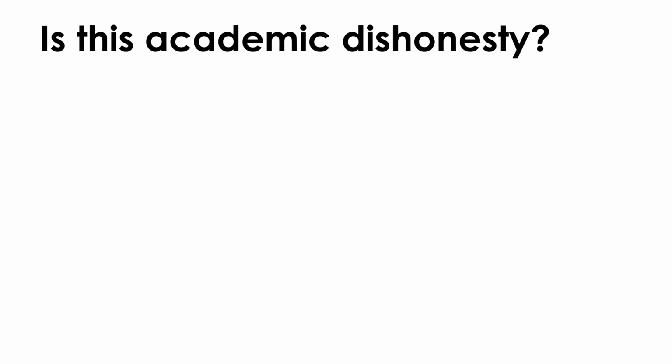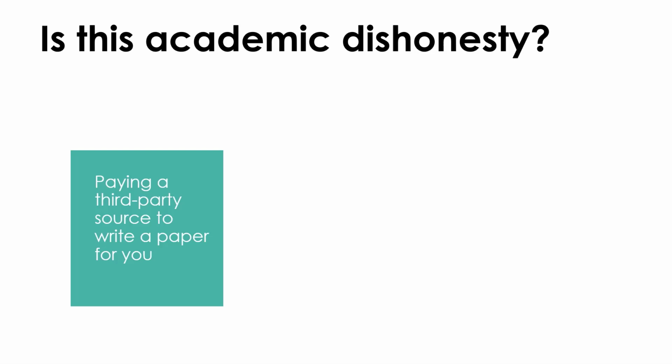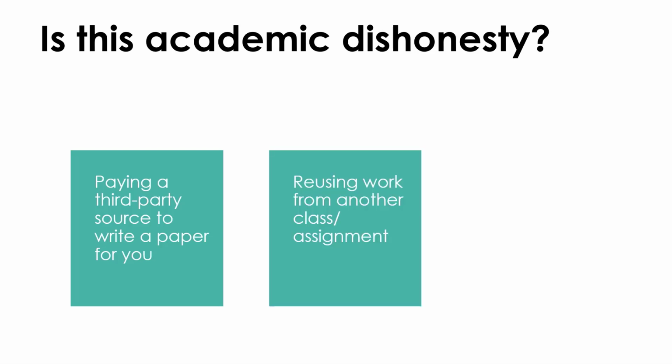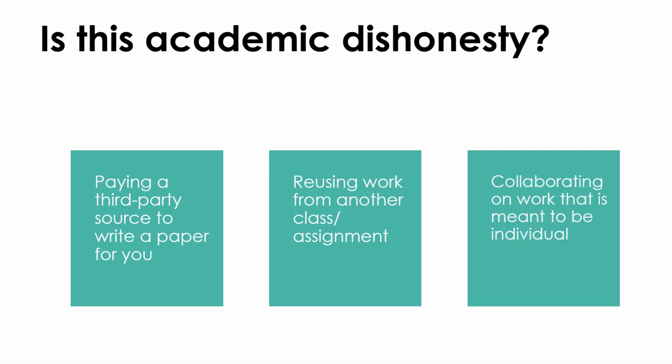Here are some scenarios. Which ones do you think are academic dishonesty? Paying a third-party source to write a paper for you, reusing work from another class or assignment, collaborating on work that is meant to be individual. The first one is considered academic dishonesty, and most students guess this correctly. The second one isn't as obvious, but it is considered academic dishonesty. Finally, the third option is also considered academic dishonesty because the assignment is not a group project.